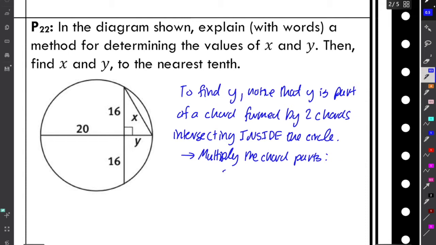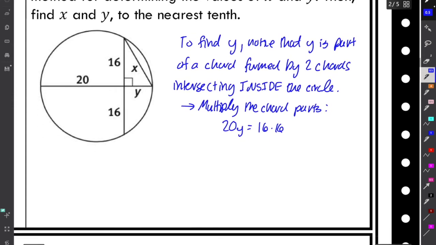So that leaves me with 20 times y is equal to 16 times 16. Alright, so let's simplify and solve for y. So 20y is equal to, 16 times 16 is 256. Divide both sides by 20, we get that y is, it's going to be a decimal, it'll be 12.8. Okay, now that works.